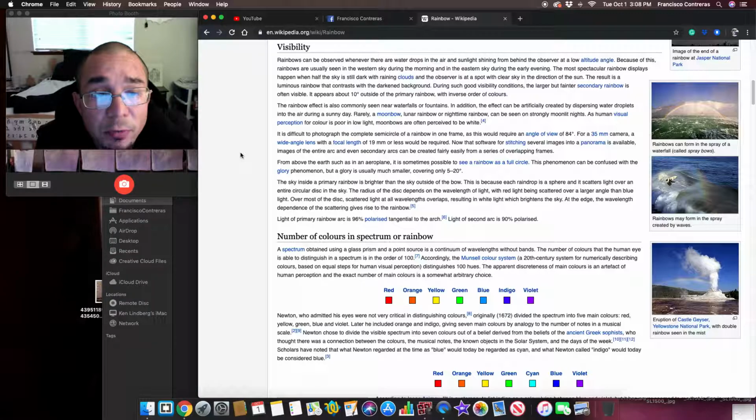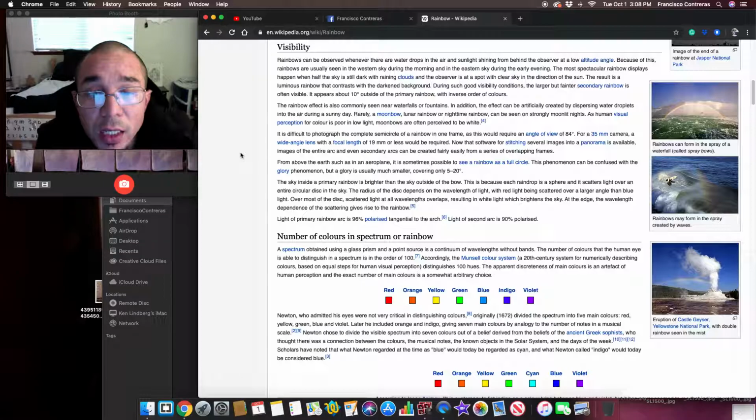From above the Earth, such as in an aeroplane, it is sometimes possible to see a rainbow as a full circle. This phenomenon can be confused with a glory phenomenon, but a glory is usually much smaller, covering only 5 through 20 degrees.